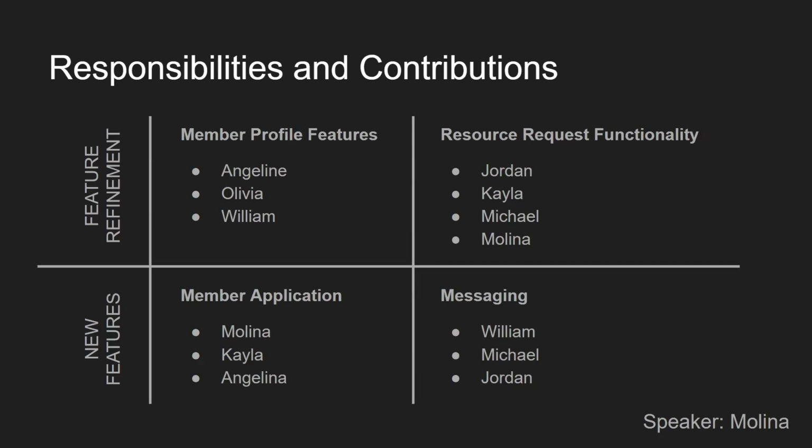Our team collaboratively worked on improving and refining existing functionality throughout the app. William, Olivia, and Angeline focused on enhancing the member profile features, while Kayla, myself, Michael, and Jordan concentrated on refining the resource request workflows. Olivia played a flexible support role, stepping in wherever needed, including to fix bugs, improve UI consistency, and polish unfinished work, helping to complete features where priority shifted. While everyone contributed in different ways, our collective efforts brought the project to its current stage. Each team member brought value to the work, and together we built a more usable and functional app for CRN.